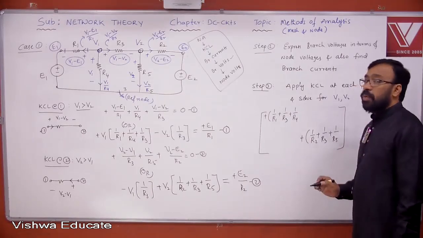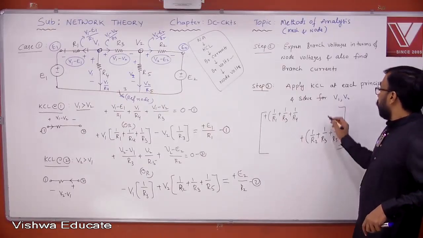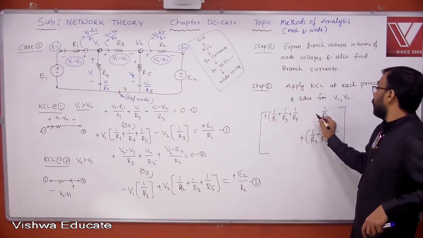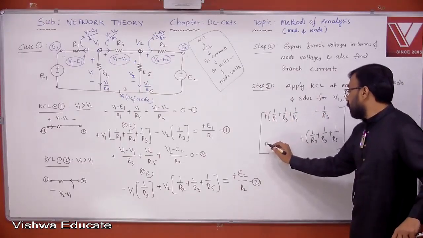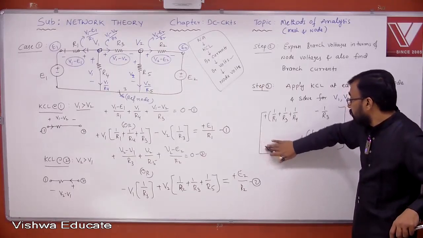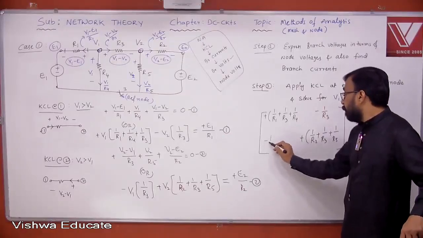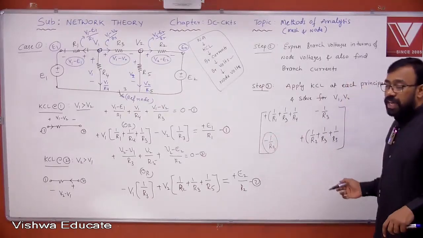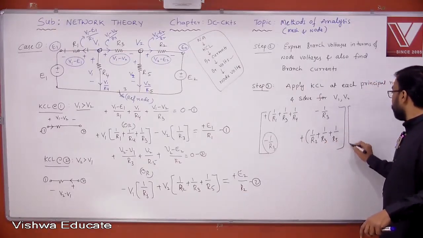Yes or no? What is the common element here? Common element is 1 by R3. Reciprocal. And this is plus, therefore it must be taken minus. I already told you. There is no need to look at this or waste your time. Simply copy paste off diagonal symmetry, minus 1 by R3. For this element, don't waste your time. Off diagonal symmetry will always be satisfied in node and mesh analysis equations.